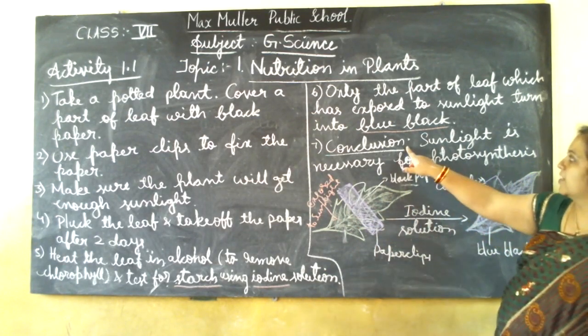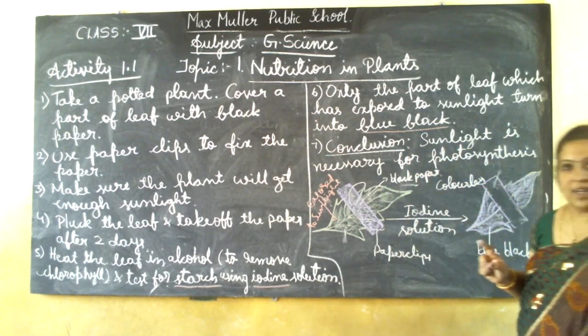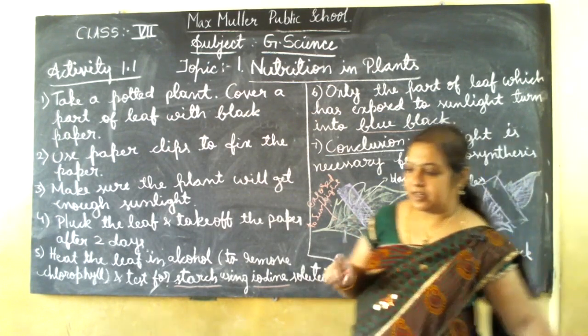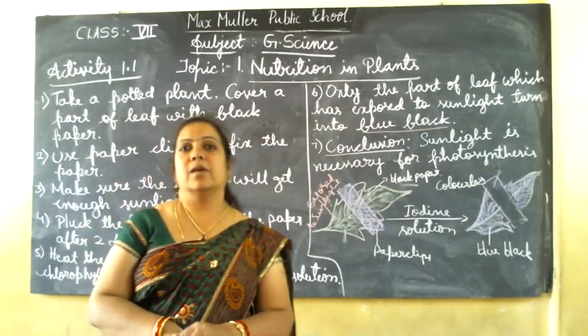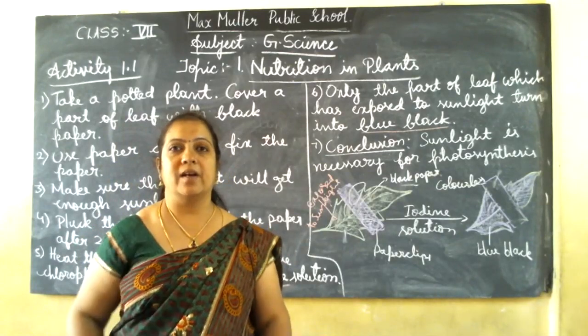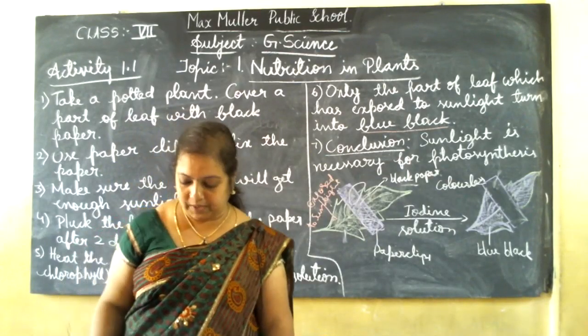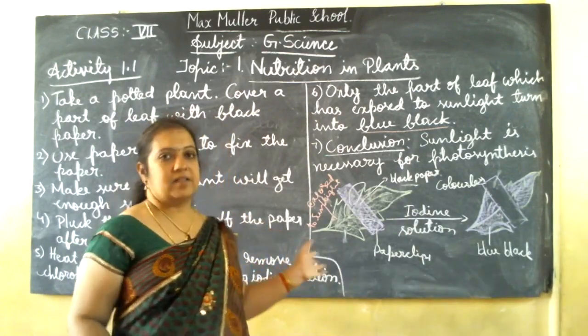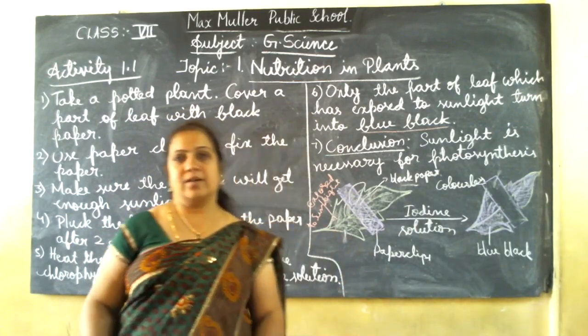Okay, what is our conclusion? Sunlight is necessary for photosynthesis. Understand, this is the starch test. We have to do it and understand the concept, that sunlight is necessary for the photosynthesis process. Do you understand, children? Since this is not there in your text, you write this down. By seeing this only, you have to write it down, children.